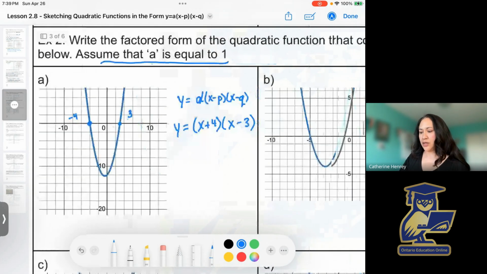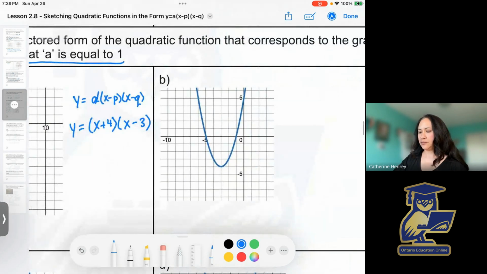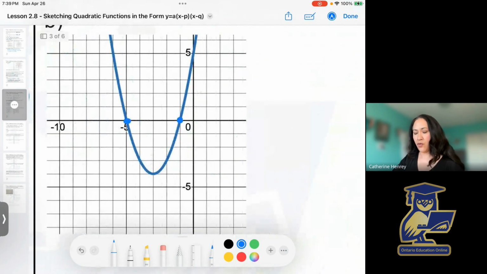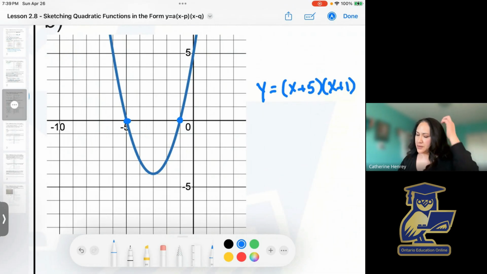I'll do that a couple more times with you. Here we have an intercept here at -5, and we have an intercept here at -1. And so in intercept form, my function would be written as y equals x plus 5 and x plus 1. Remember opposites.